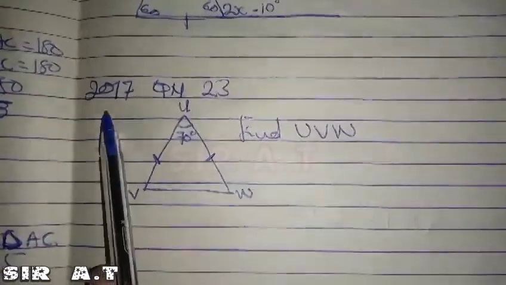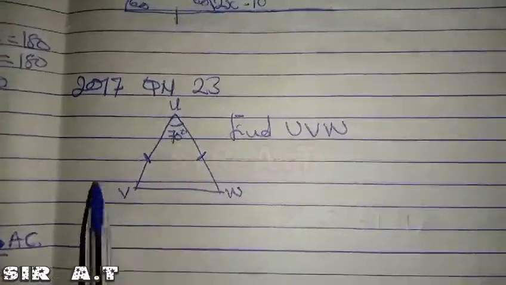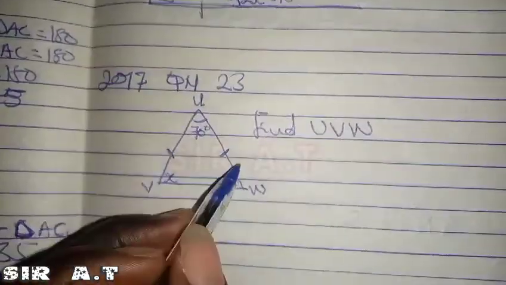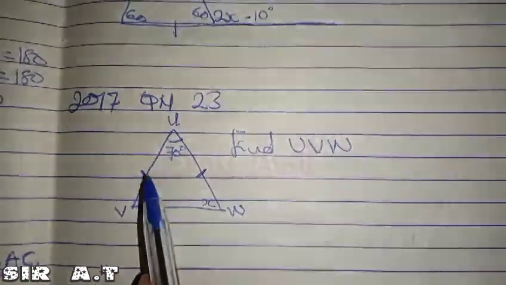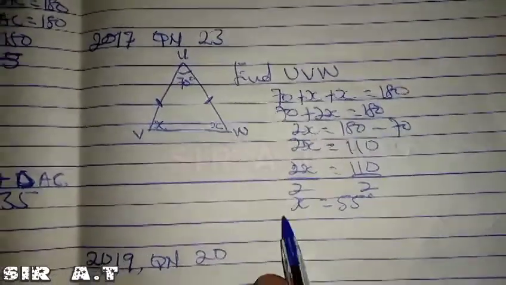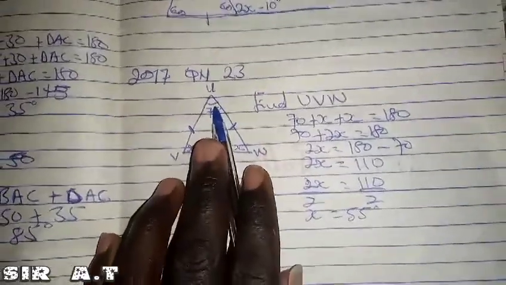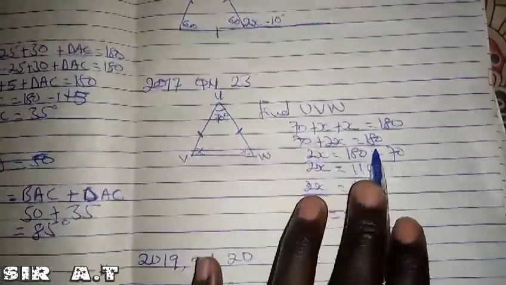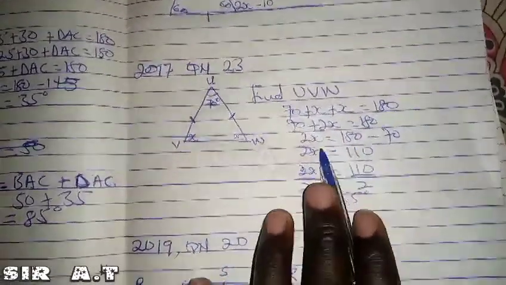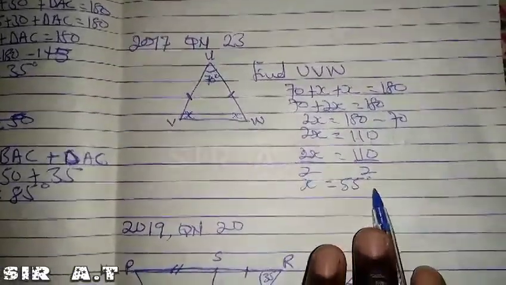So back to 2017, question number 23. How do you find this? You know that this is 70. So let's say you put x here, and x here, because this is an isosceles triangle. So after putting x here, we're getting 2x plus 70. So you group like terms: 2x is equal to 180 minus 70, which gives you 110. Divide by 2, you are getting 55. So our x is equal to 55 degrees.